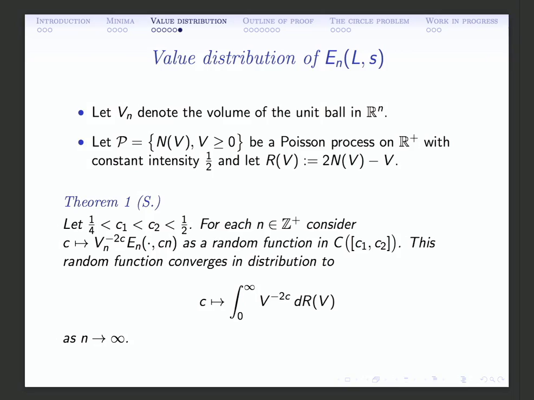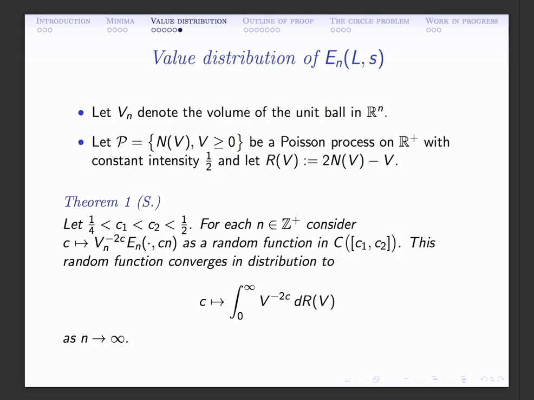Okay, so now before I say something about the proof, I just want to return to the statement of the theorem so that we can see what really appears. So it tells you something. If you normalize the Epstein zeta function correctly, then you have a limit distribution that you can describe explicitly in terms of an integral with this measure dr of v that comes from a Poisson process.